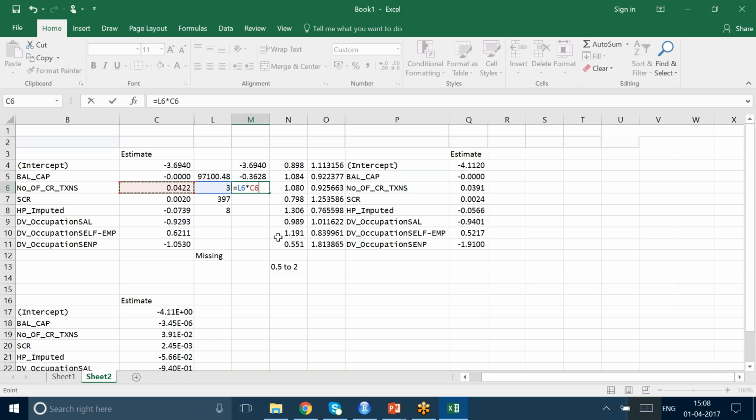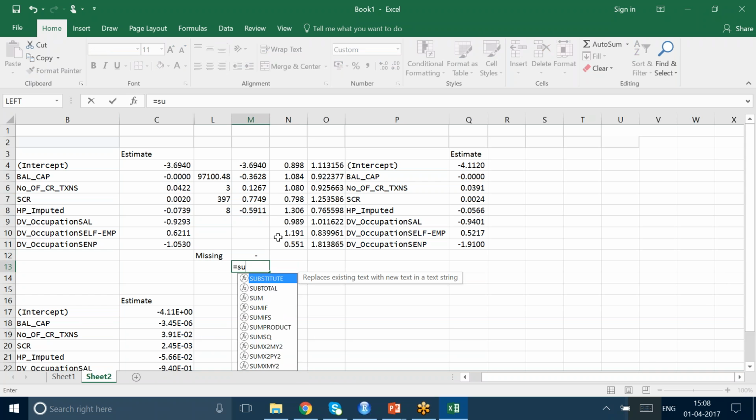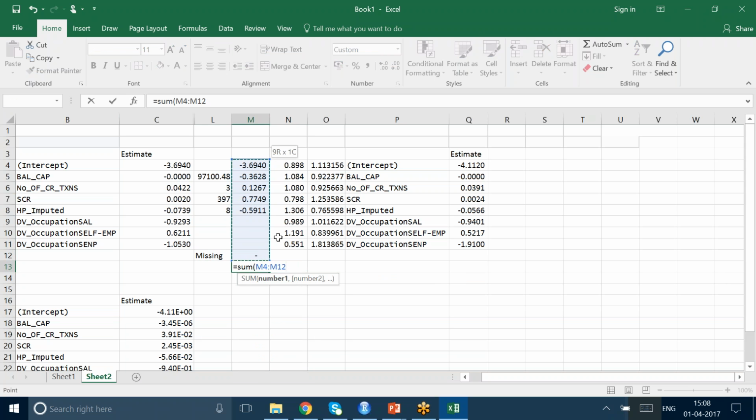This is x2, this is beta 2. This is x3, this is beta 3. This is x4, this is beta 4. The customer is in none of these categories. It is in the missing category, so beta should be 0. And now we have to do summation of this. This is y. I have to get the probability.